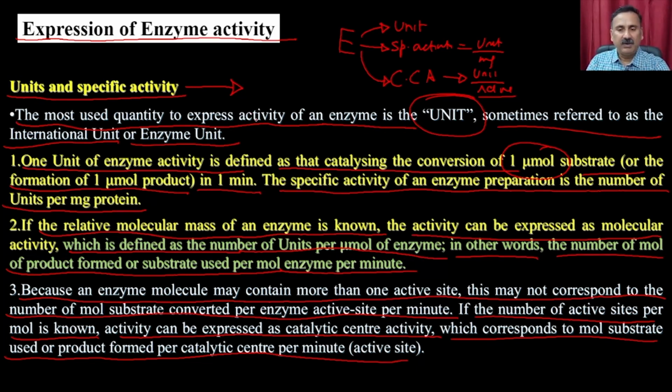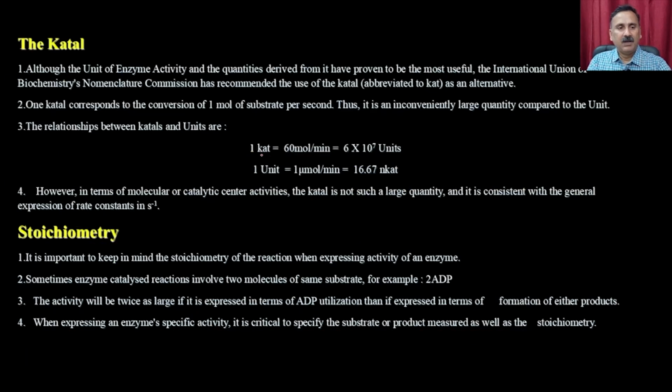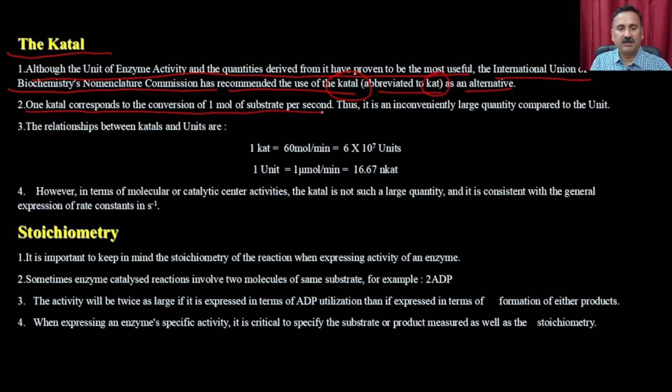But recently people have also adopted new activity units for measuring the enzyme activity. One of those units is the katal. Although the unit of enzyme activity and the quantities derived from it have proven to be most useful, the International Union of Biochemistry and Nomenclature Commission (IUPAC) has recommended the use of the katal, abbreviated to kat, as an alternative. So 1 katal corresponds to the conversion of 1 mole of substrate per second. Thus, it is an inconveniently large quantity compared to the unit.